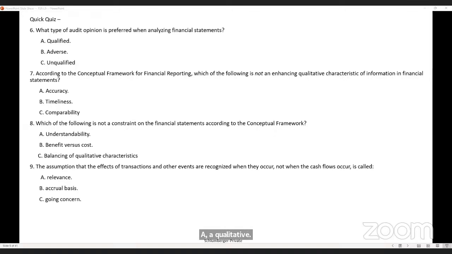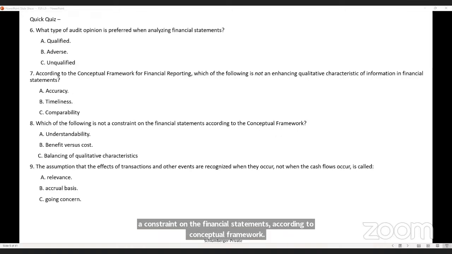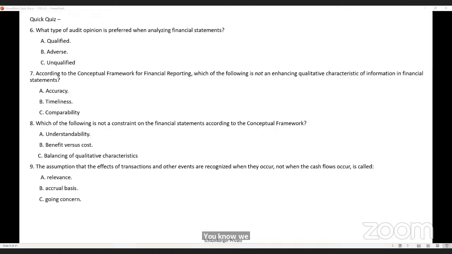So the next one is saying, which of the following is not a constraint on the financial statement according to the conceptual framework? You know, we have one of the major constraints, or two major ones. They are cost benefit analysis. So they want to see the cost that they are spending and the benefit of presenting that information. So it's a constraint, right? And the other one is, how do you balance, or how do you avoid omitting some critical material information? So the options B and C are actually the constraints. Understandability is part of enhancing quality, right?